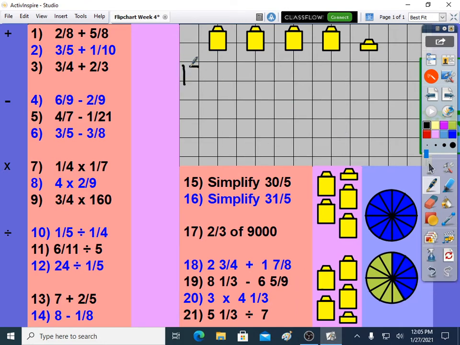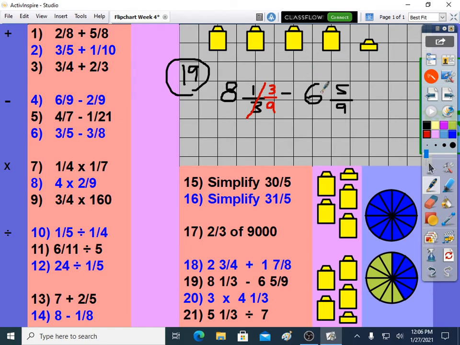Question 19. 8 1/3. This is really quite tricky, this is. 8 1/3 take away 6 and 5/9. First problem is the fractions having different denominators. I can sort that out quite easily. We've done a lot of this now. Times them both by 3, okay? Now at least we've got 9ths as denominators for both.